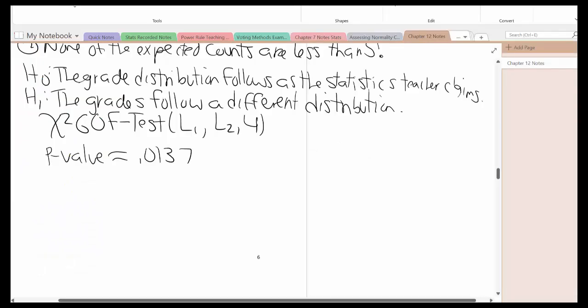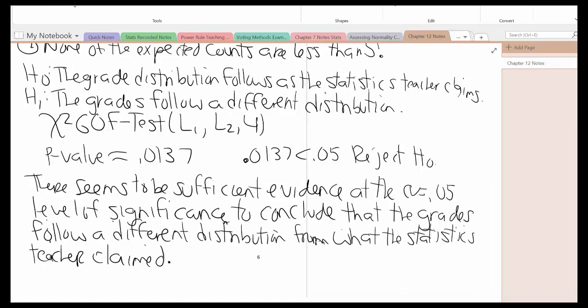Okay, so the P value is written, and this decimal is clearly less than 5/100, so we're going to reject the null hypothesis. So let's write out the conclusion in the context of this problem now. There seems to be sufficient evidence at the alpha equal to 0.05 level of significance to conclude that the grades follow a different distribution from what the statistics teacher claimed.